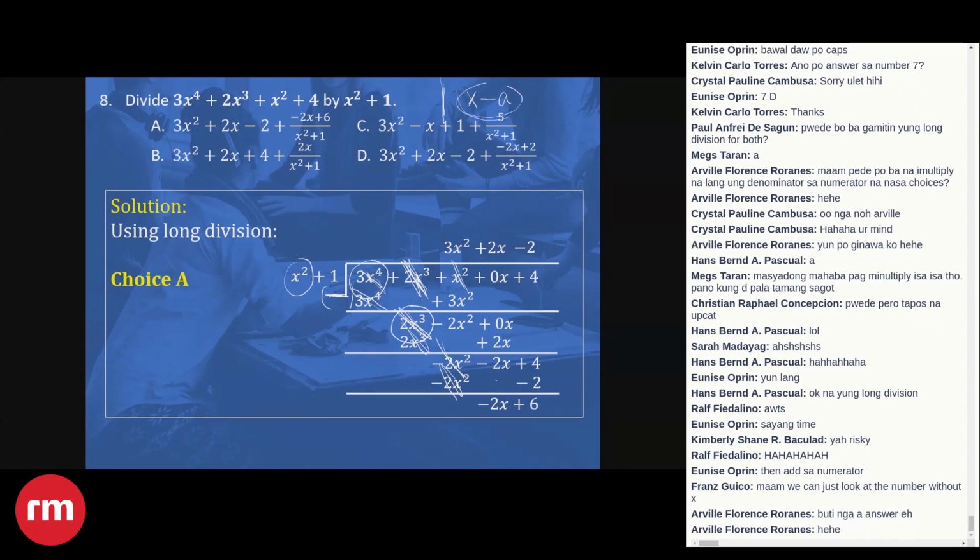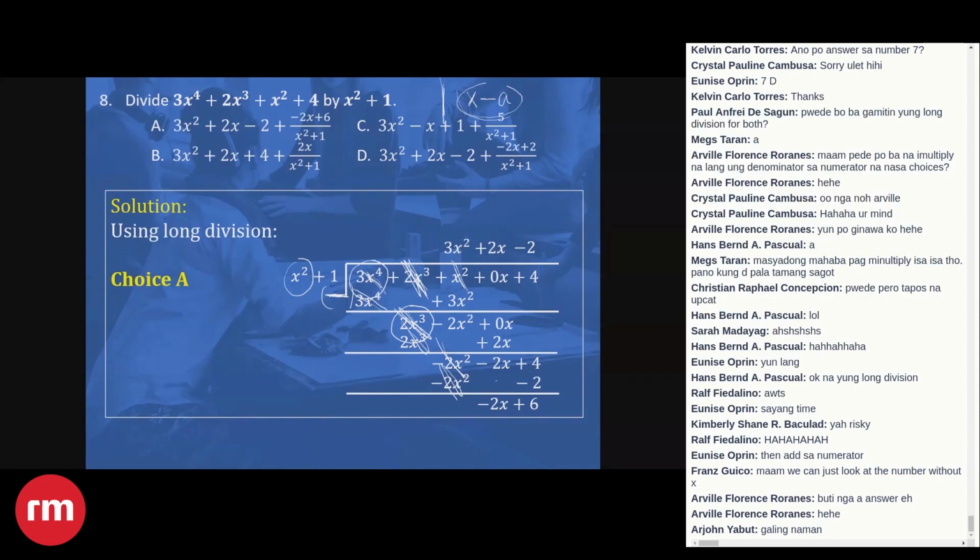Okay, so can we just look at the number without x? What do you mean by that, friends? We can just look at the number without x. Is this for number 8, friends? What?